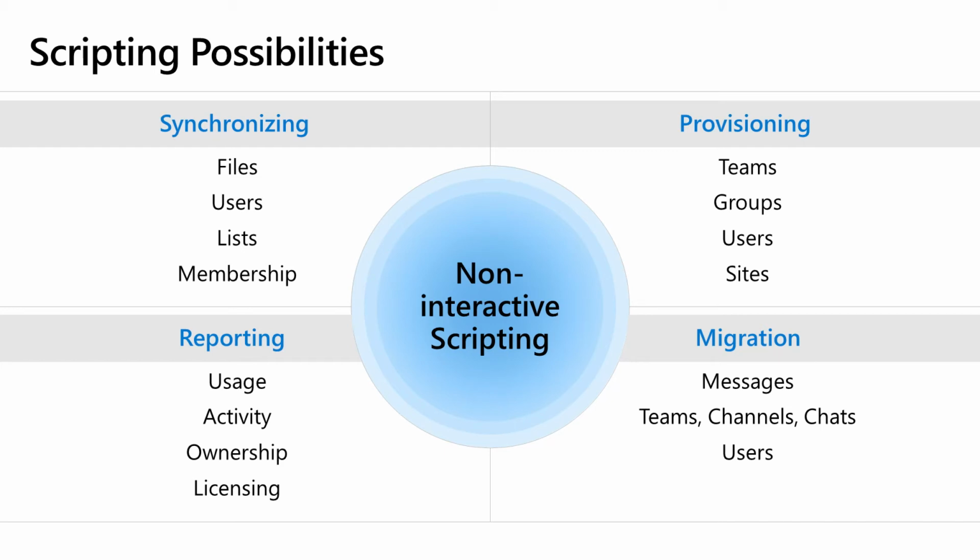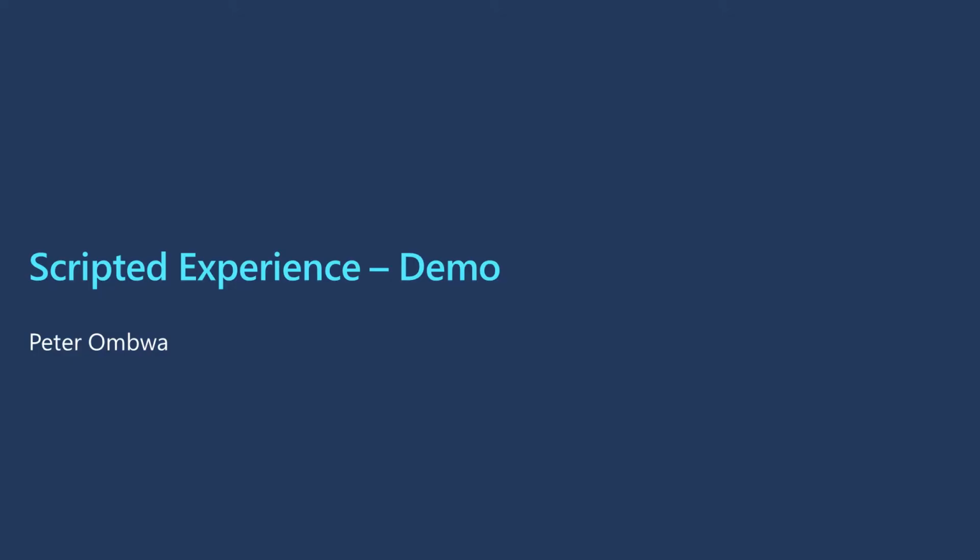Reporting is another capability that is very common on Graph: usage and activity, ownership, licensing. If you're a PowerShell user, you're probably very familiar with all of these different scenarios. And the Microsoft Graph PowerShell SDK gives you these capabilities across all of the data in the Microsoft Graph. So for our next demo, Peter's going to show you how to build a scripted experience using the Microsoft Graph PowerShell SDK. So over to you, Peter.